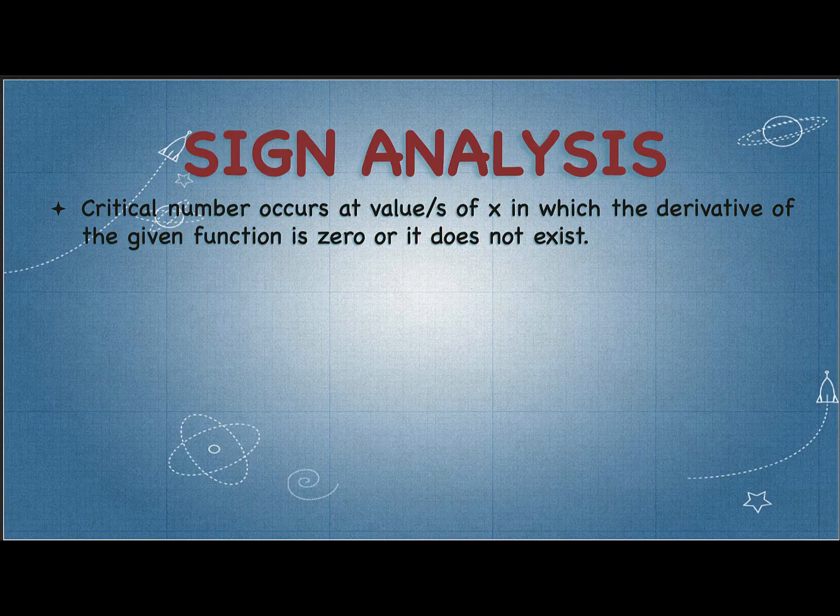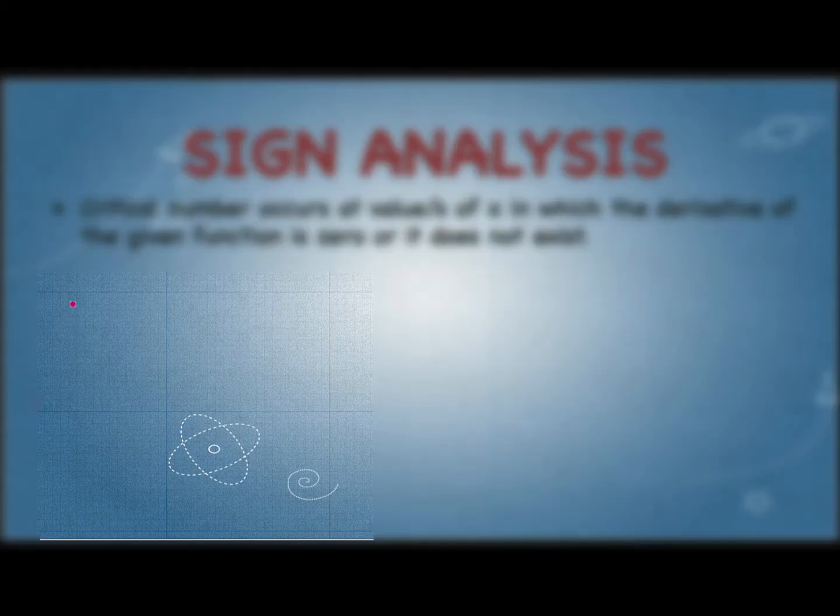So our sign analysis process will be finding the critical numbers of the given function, and the critical number occurs at x, in which the derivative of the given function is either 0 or it does not exist. So for example, we have here a function. The graph of the function looks like a parabola that opens downward.